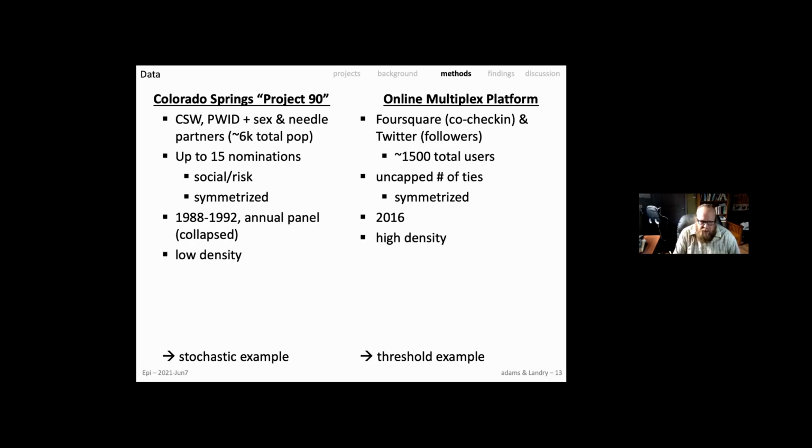The Colorado Springs Project 90 data are relatively low density. If I'm remembering correctly, the average number of partners is somewhere in the neighborhood of 5 to 6, even though they could nominate 15. And for the Foursquare data, it's relatively high density, in the neighborhood of 20 partners per user.